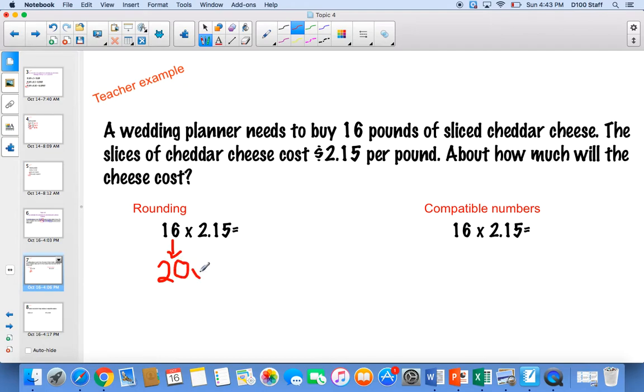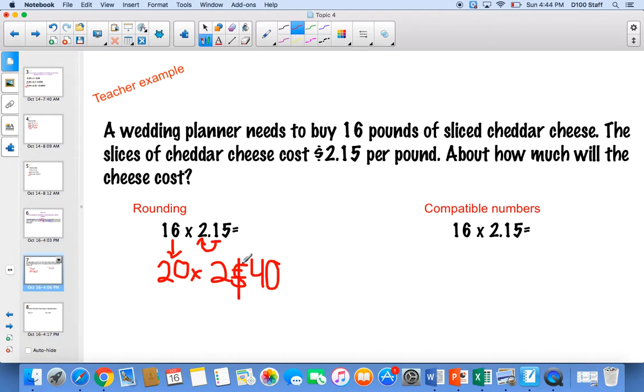Now let's look at our $2.15. 2 is in our ones place, so we need to look at our tenths place as our helper number. 1 tells me that I'm going to let it rest, so I'm going to keep my 2 the same. I'm not going to do anything to it, so I'm just going to do 20 times $2. And that is going to equal 40. So she will need about $40.